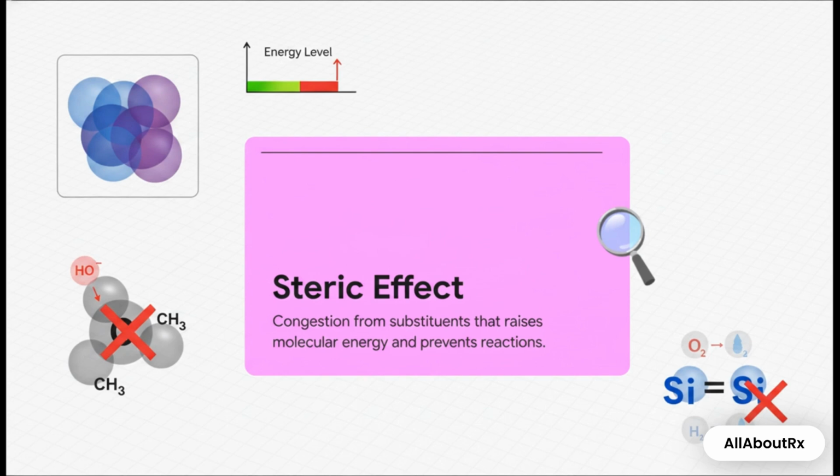When atoms get forced into a supercrowded position because of the physical presence of surrounding substituents, their energy levels spike. This spatial congestion, that is the steric effect. It literally means molecules become higher in energy and start acting differently. They might react incredibly slowly, they might demand a very specific orientation, or honestly, they might just refuse to react at all.